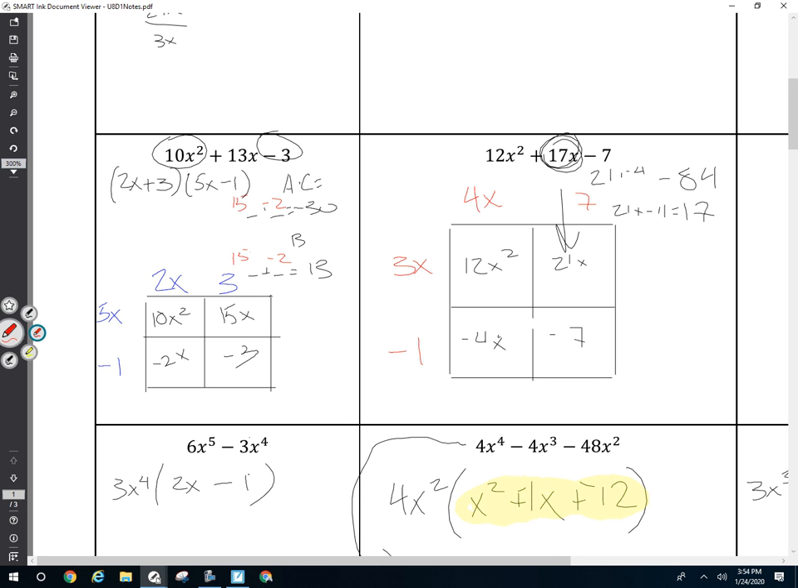12x squared and 21x. That's a tricky one. What do they share? 3x. Negative 4x, negative 7. Negative 1? Yeah. Now let's double check. Negative 1 times 4x. Okay, that's good. Negative 1 times 7, negative 7, that's good. 3x times 4x, 12x squared. 3x times 7, 21x. You know what we just did, Miss Harvey? We just factored this. This factored is 4x plus 7 times 3x minus 1.